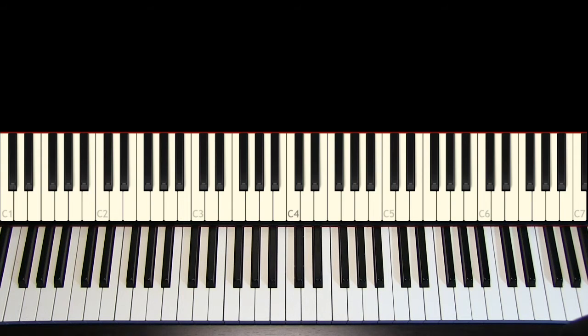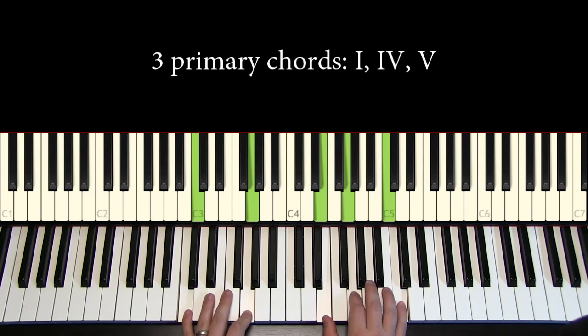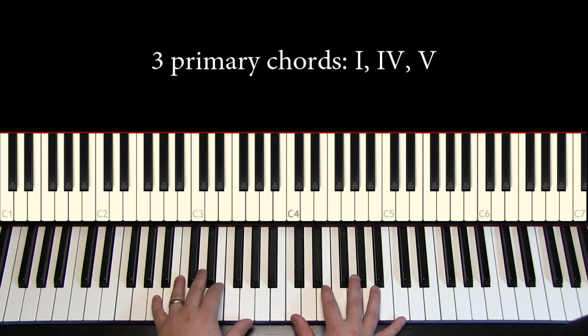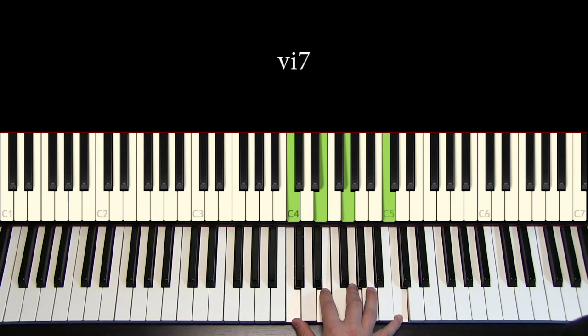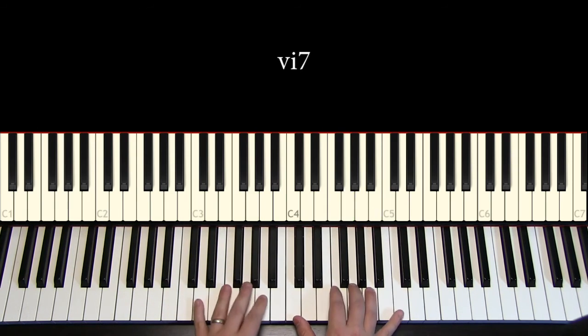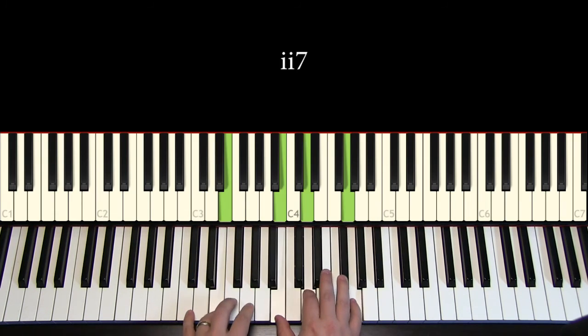Okay, so to review, you have your 3 primary chords, 1, 4, 5. Add to this the 6, or the 6 minor 7, which frequently appears as a relative of the 1. Then you also have the 2, or the 2 minor 7, which is a relative of the 4. It's a little less common than the 6, but you still get it quite a bit. And then you have the 3, which is rarely used.